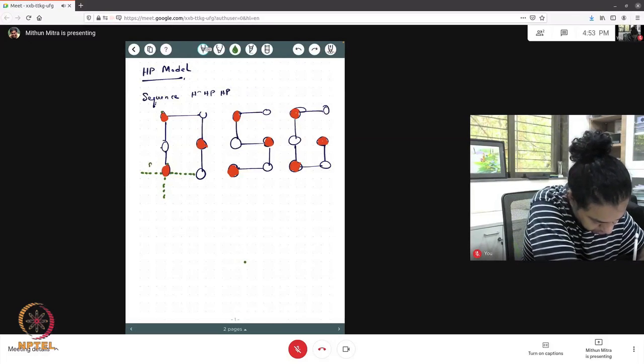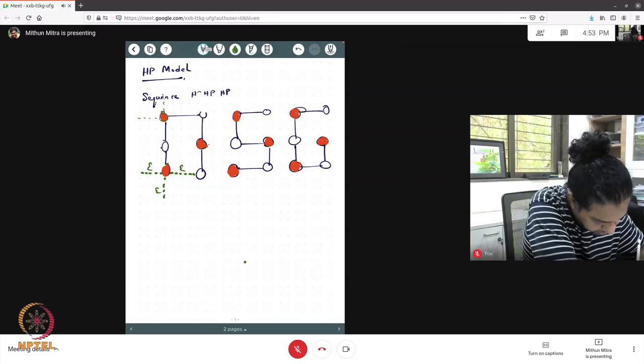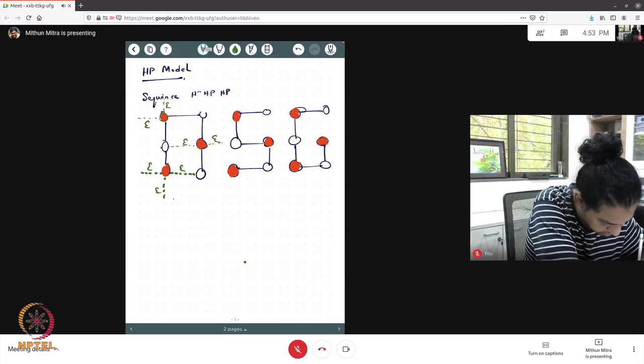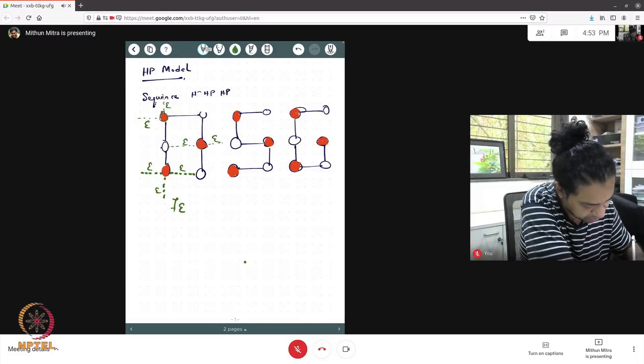So I pay an energy epsilon here, epsilon here, epsilon here. For this hydrophobic molecule over here, it is in contact with water here and with water here. This hydrophobic molecule is in contact with water here and this polar molecule here. So I pay an energy cost epsilon here, epsilon here, epsilon here, epsilon here. So that is 1, 2, 3, 4, 5, 6, 7. So this structure has an energy, by this definition of energy, of 7 epsilon.